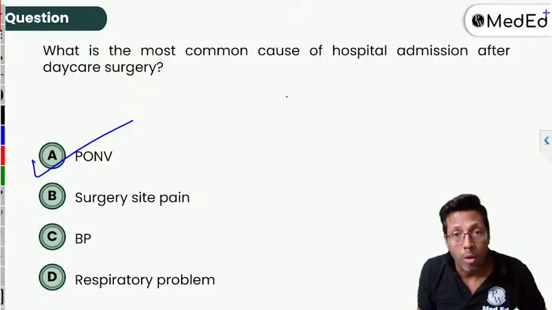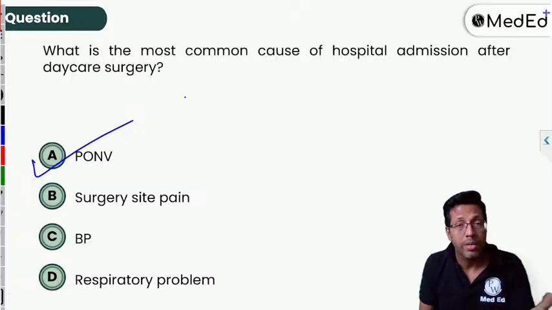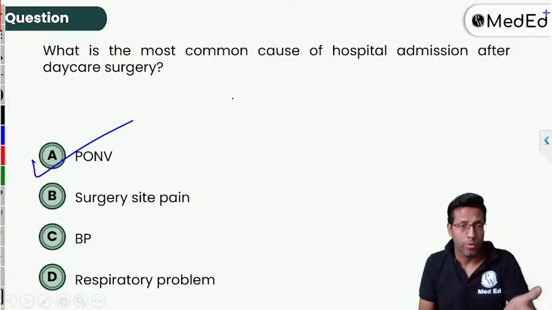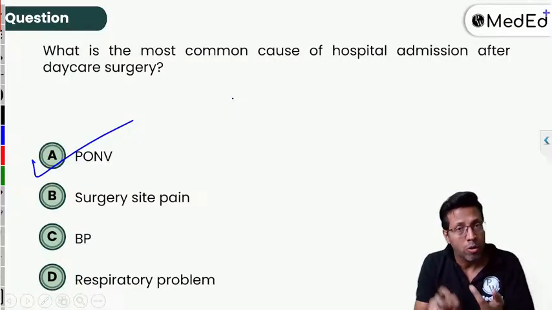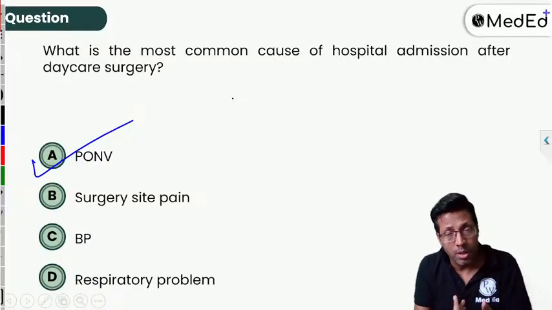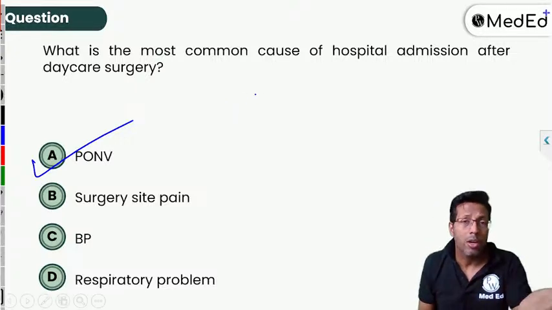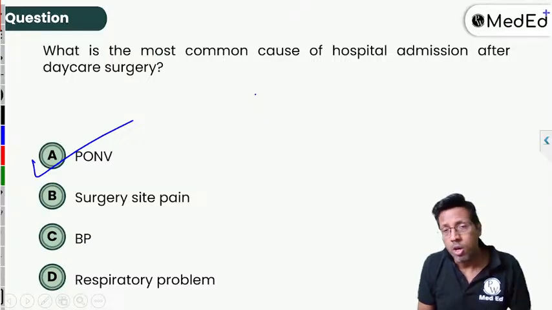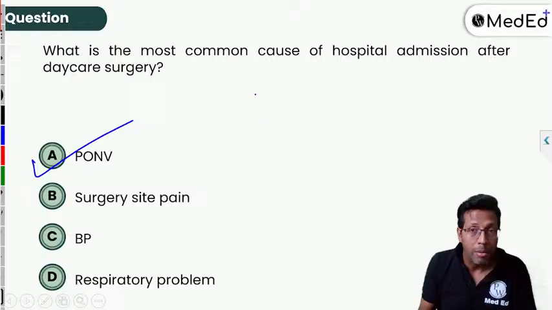When you're discussing the complications, remember, day-care surgery means surgery taking place on the same day, patient going home on the same day. You can have small procedures like laparoscopic cholecystectomy, hysteroscopy, diagnostic procedures, lithotripsy, right? All these are day-care procedures. You can think of MTP, DNC, suction evacuation, cataract surgery. These are all day-care surgeries where the patient goes home on the same day.